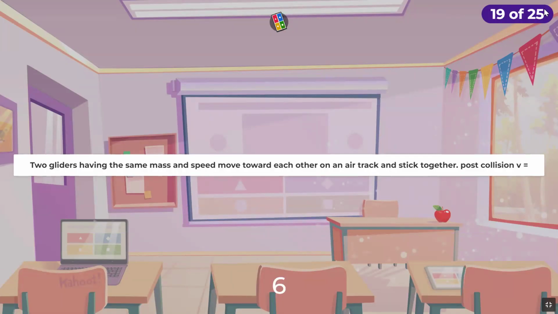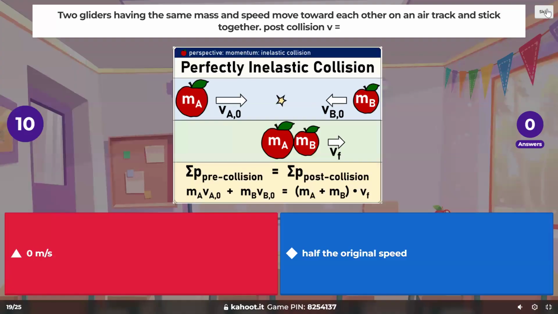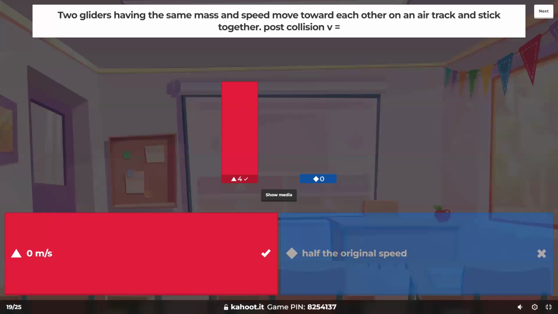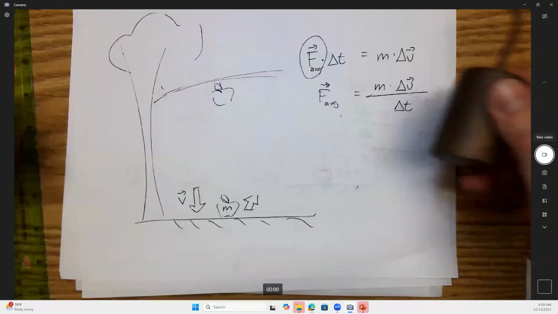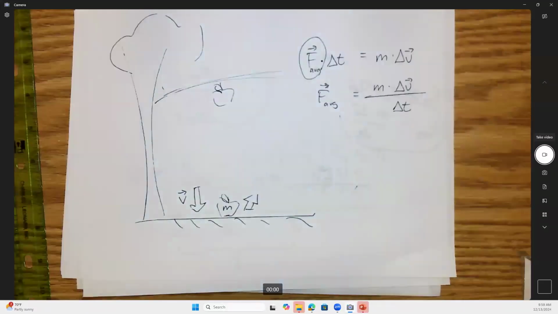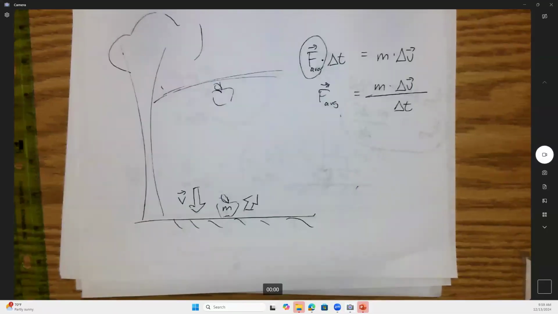Two gliders, same mass, same speed, move toward each other on an air track and stick together. What's the post-collision speed? Post-collision velocity. Oh yeah, it would be 0 meters per second. See that real fast. That's the whole thing right there.